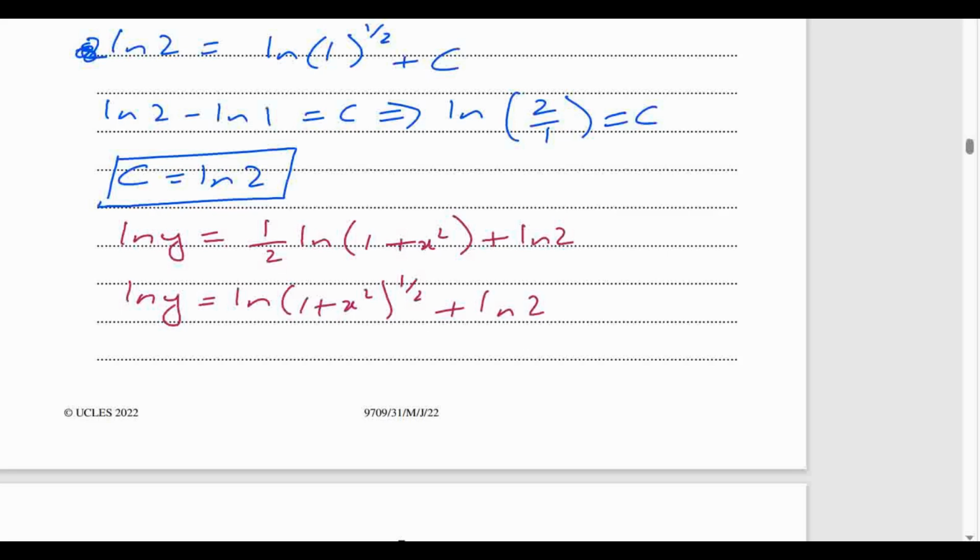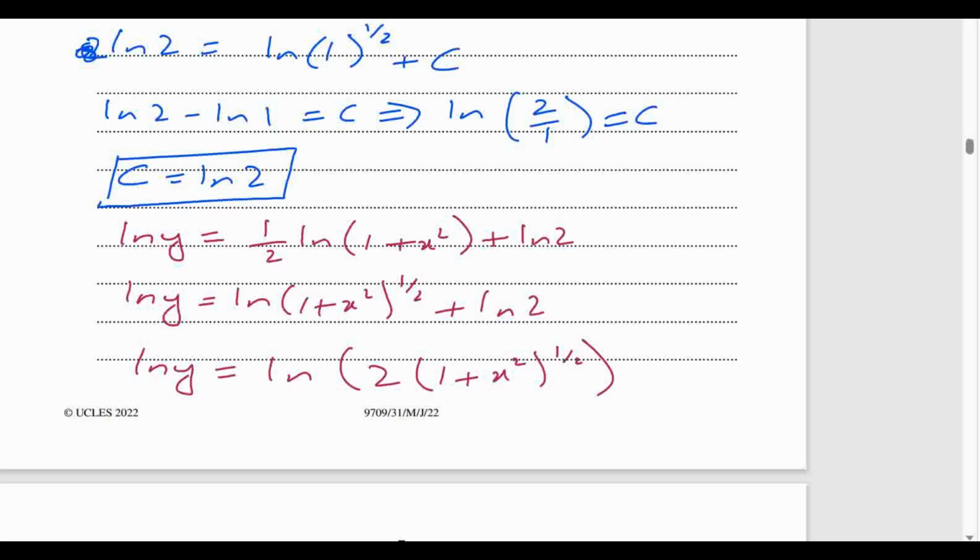Then we can write it as, we can see that the plus means we have to write it in the form of multiplication. So natural log of y is equal to natural log of 2 into (1 plus x square) whole power 1 by 2.